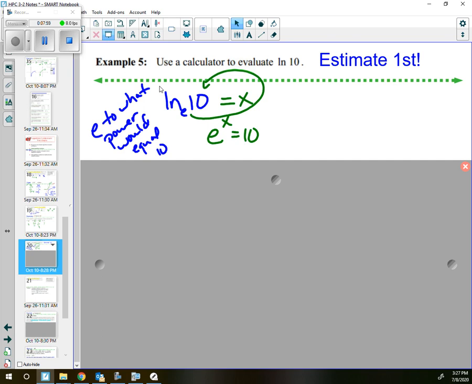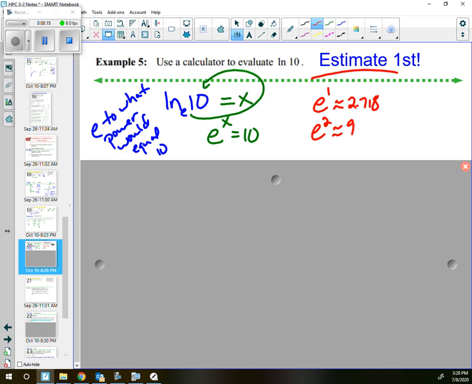Before you type anything into your calculator, I want you to estimate first what you think this would be. What would e to the first be? Well, that's like 2.718. What would e to the second be, approximately? Well, let's just kind of round in our head here. e is close to 3. 3 squared would be 9. This would be less than 9. So it's going to be something under 9.